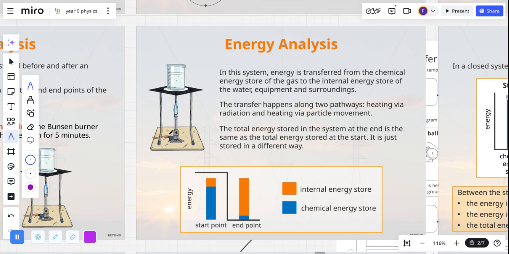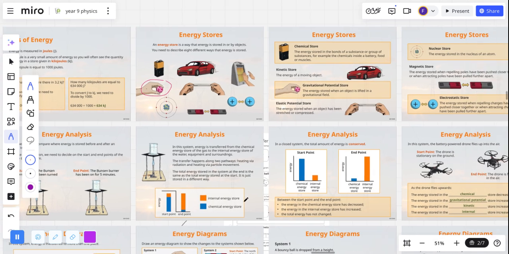So another thing is, well, what's happening to my energy stores? As I burn fuel, which is chemical energy, the amount of energy in the chemical energy store will go down. However, the heat energy, the internal energy store, the thermal energy store will go up. So they switch because you're changing one to another, right?